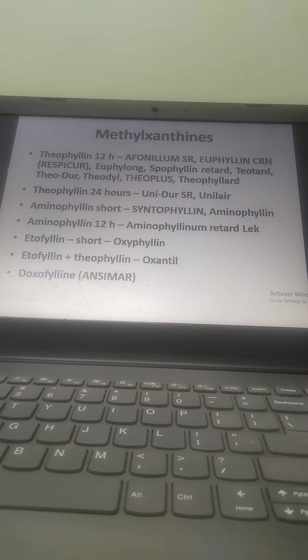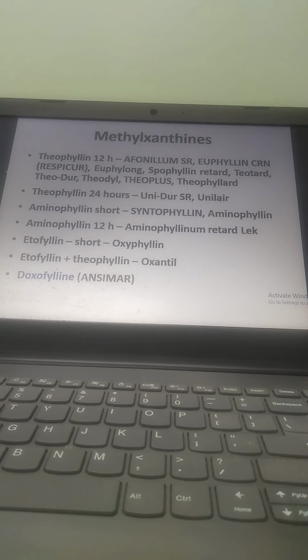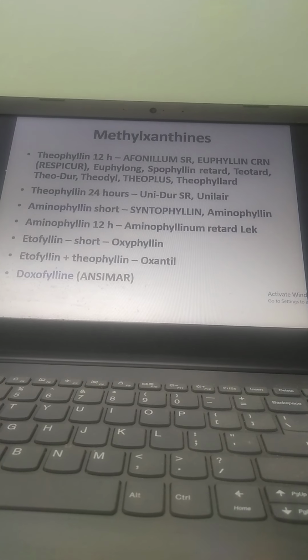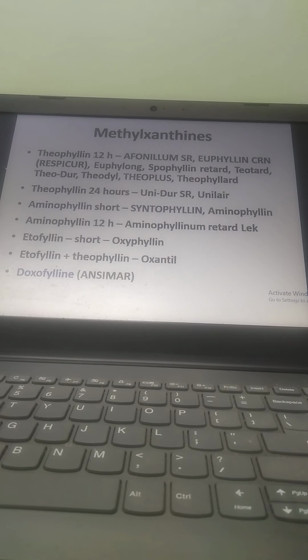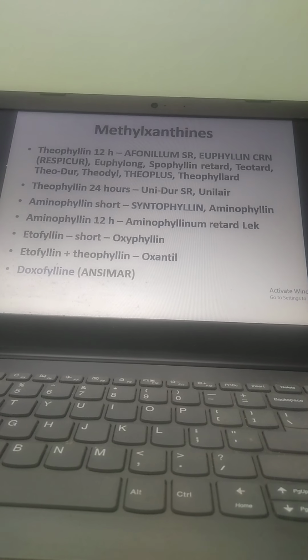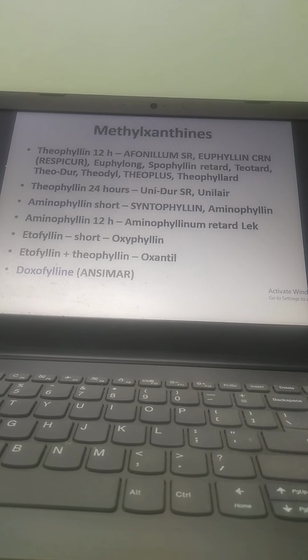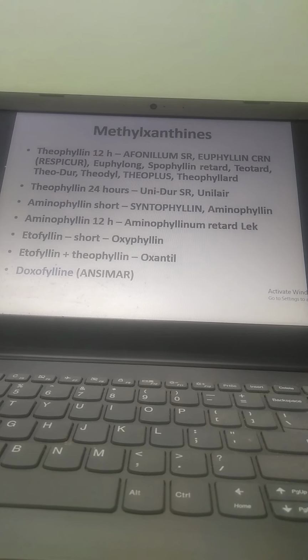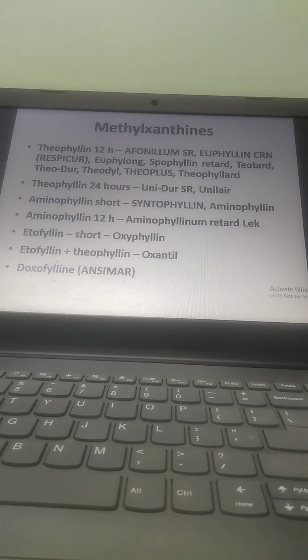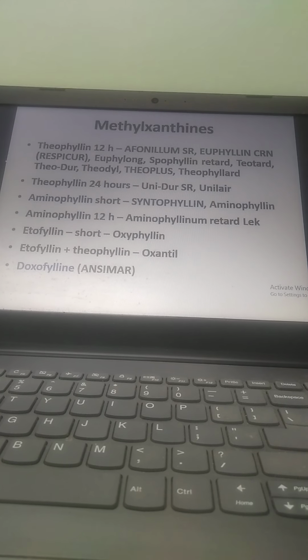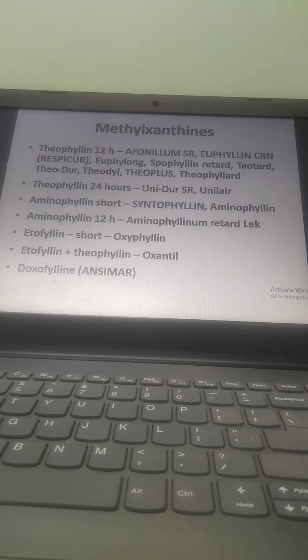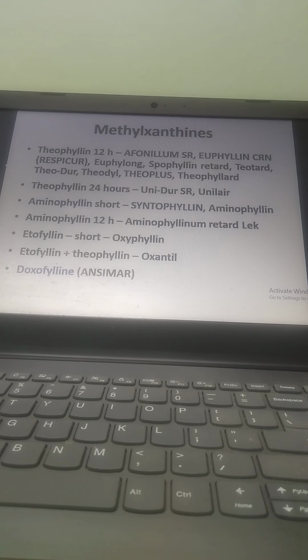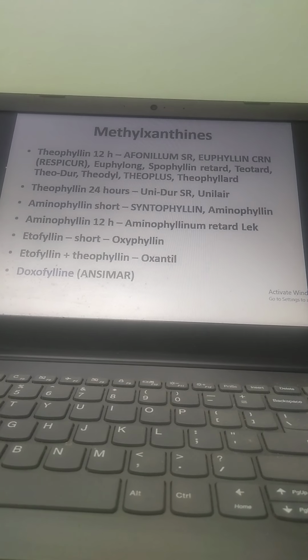Methylxanthine: we have theophylline 12 hourly, and we have theophylline 24 hourly that we have to give. Aminophylline is short acting, and aminophylline is also given 12 hourly. Etophylline is also another short form. Etophylline and theophylline are mixed, and doxophylline is another form. So there are different formulations of theophylline, depending upon how long you want to maintain it in the patient.